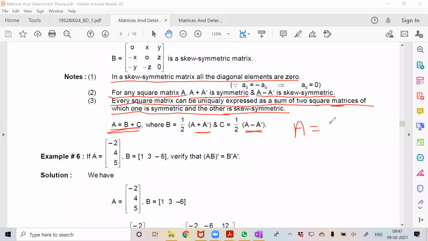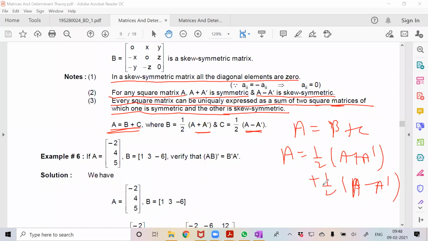So you can verify A will be equal to B plus C. B plus C means half A plus A transpose, plus half A minus A transpose. Okay.